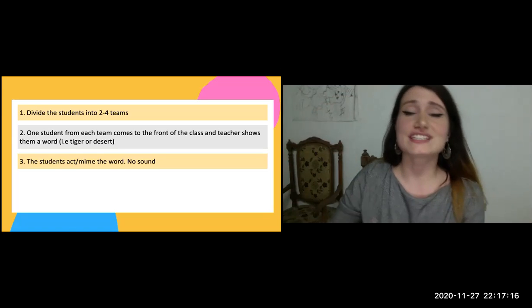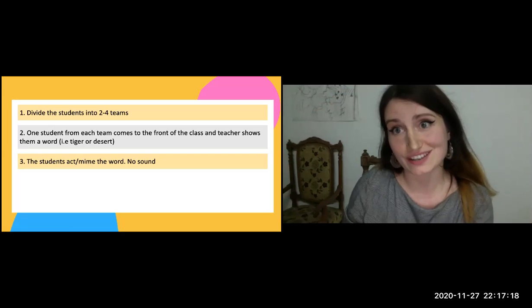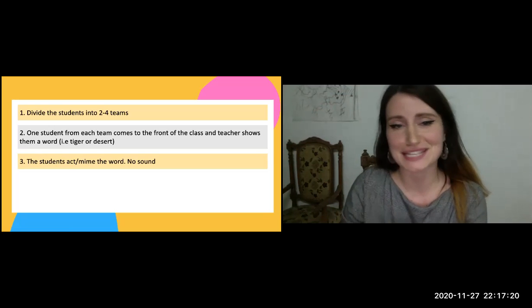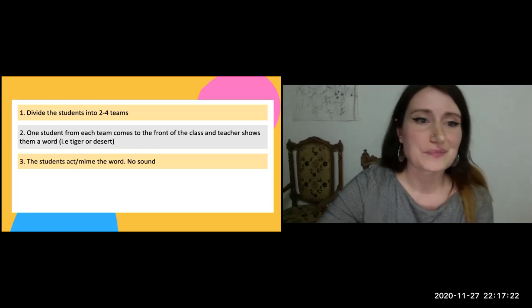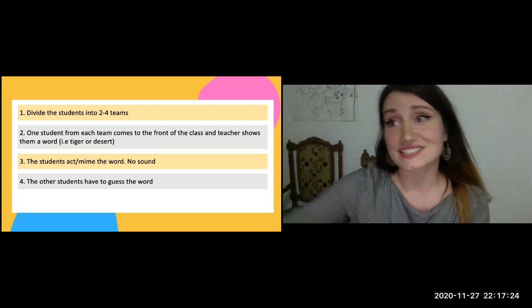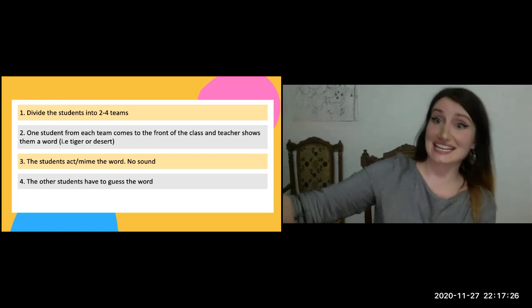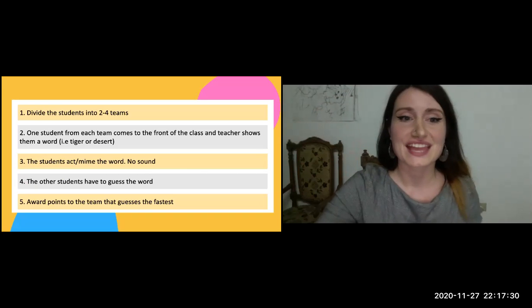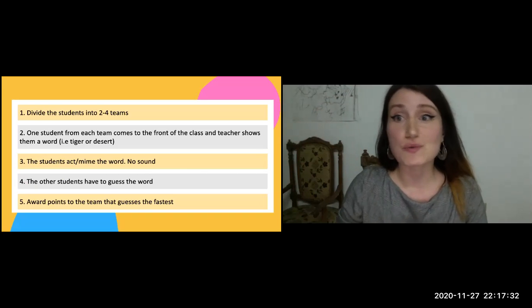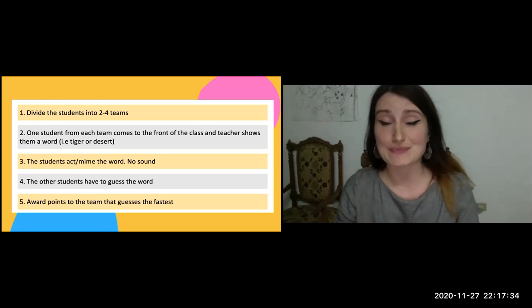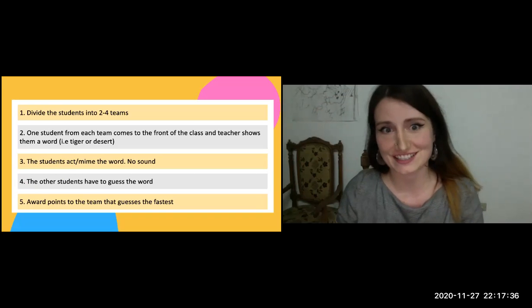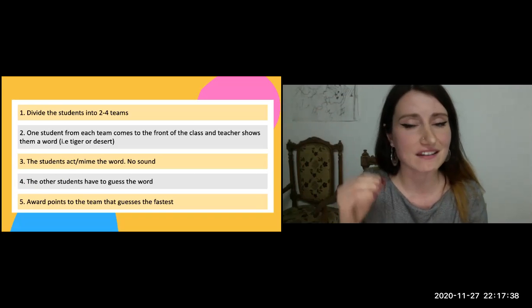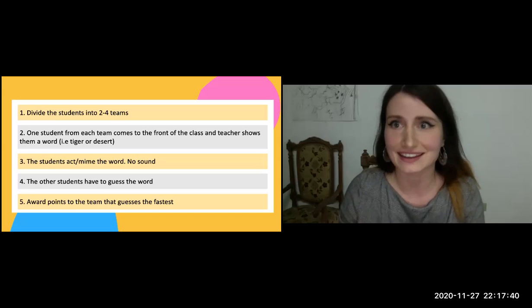The students then act and mime the word. Okay, they're not allowed to use sound because the sound makes it so easy. The other students in the teams then have to try and guess the words, and they shout out, okay? They shout out, and you award points to the team that guesses the fastest. And they love this. You can go through this again and again and again.